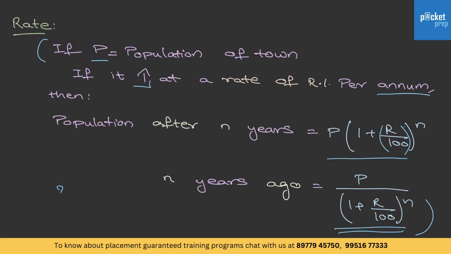But how to solve if there is no constant increase? That is, if the population is x now and the next year it increases by 3%, and then it increases by 5%, and then it increases by some 2.5%. If they give this kind of thing, how to solve the problem? Let's know it with an example.